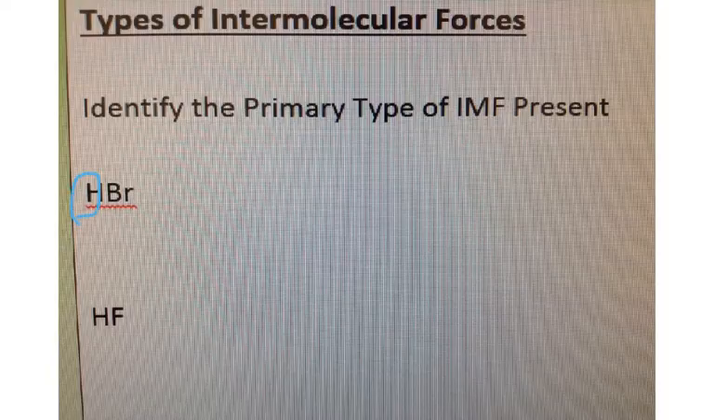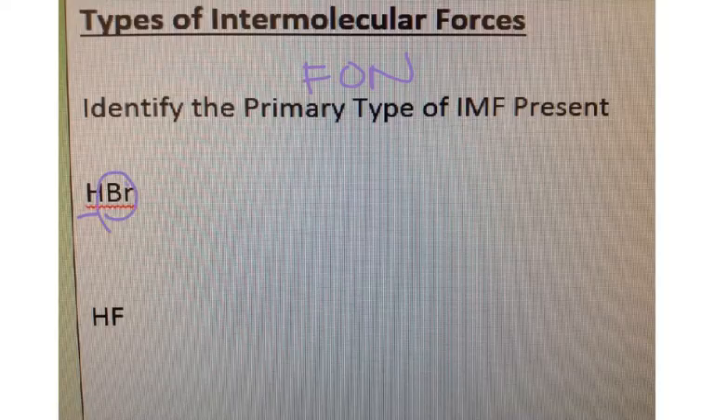H is a nonmetal, so you are not going to be dealing with an ionic compound, so that's out. Then try to figure out if that H is directly connected to one of your FONs, fluorine, oxygen, or nitrogen, to determine if it will exhibit hydrogen bonding. I look at H, and that's promising, but then I look at Br. Br is not one of your FON particles, so I know it will not exhibit hydrogen bonding. So my next step is to try to draw it.